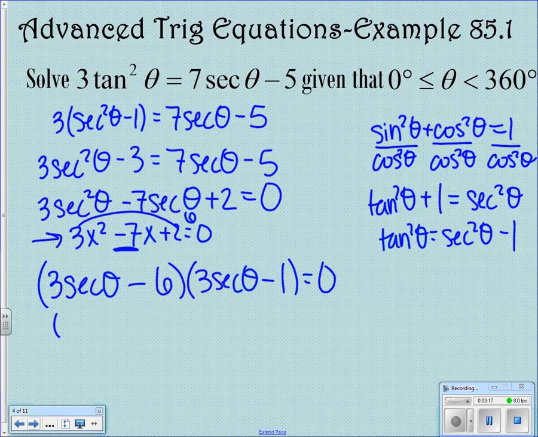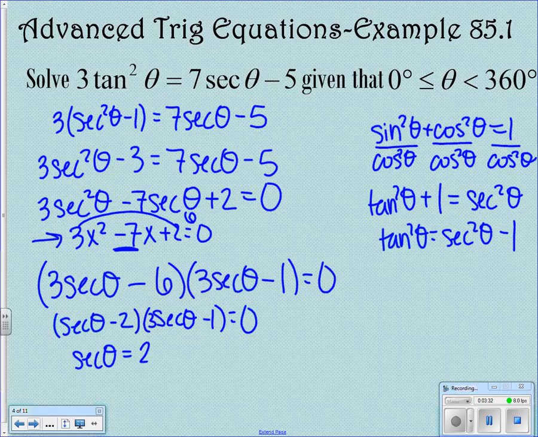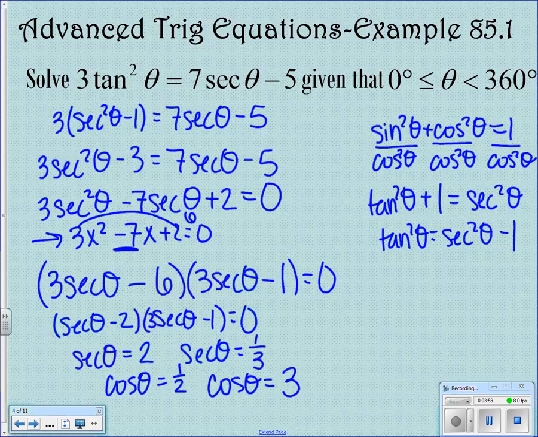The first one will reduce, and we'll have secant of theta minus 2, and then 3 secant of theta minus 1. So that means that we have secant equals 2, and secant equals 1 over 3. Okay? Now, I don't off the top of my head know what my secant values are, but I know my cosines, or you should anyway. I told you you had to learn them back at the beginning of the year. The reciprocal of secant is cosine, so the reciprocal of 2 is 1/2. The reciprocal of secant again is cosine, and the reciprocal of 1/3 is 3.